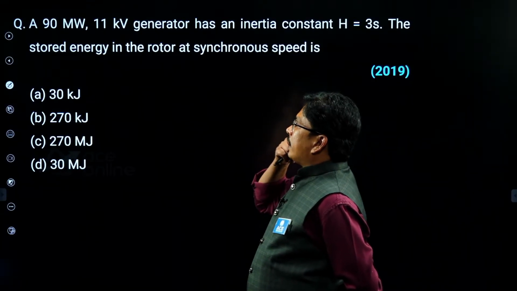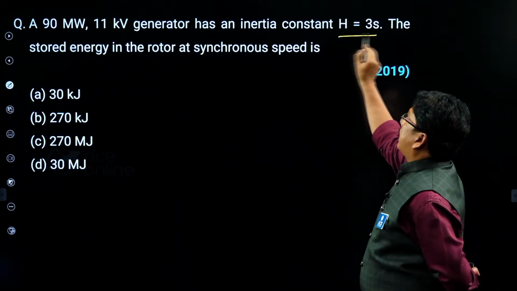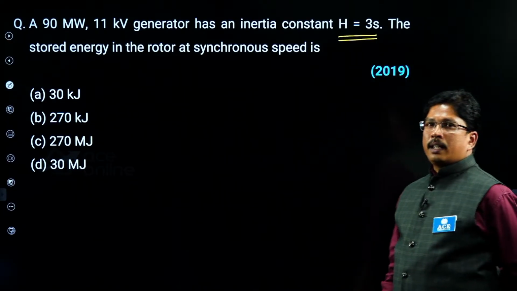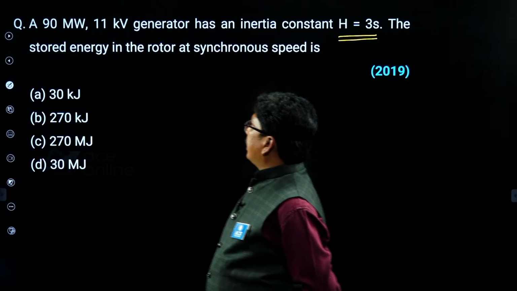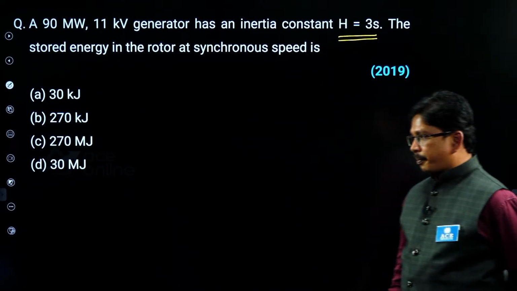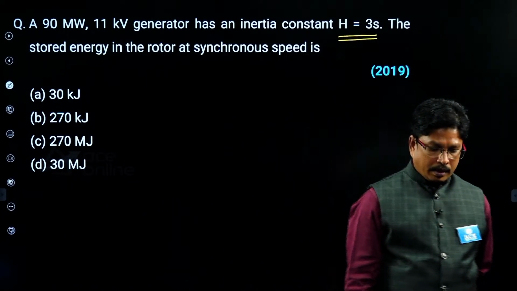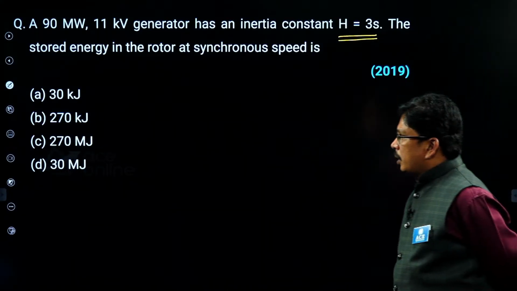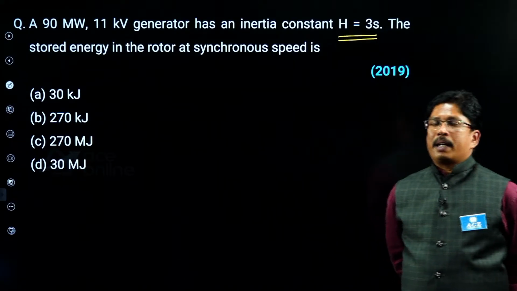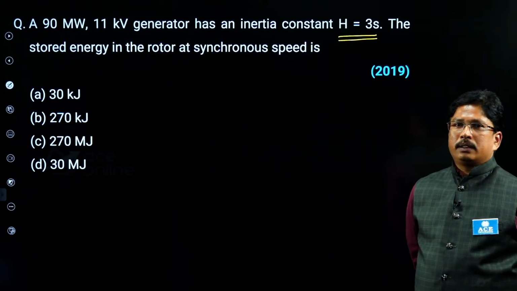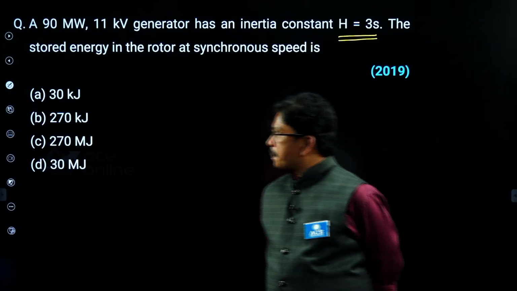A 90 megawatt 11 kilovolts generator has an inertia constant H equivalent to 3 seconds. The stored energy in the rotor at the synchronous speed is what? They have given the options: 30 kilojoules, 270 kilojoules, 270 megajoules, 30 megajoules. Right, students? They are asking what is the stored kinetic energy.